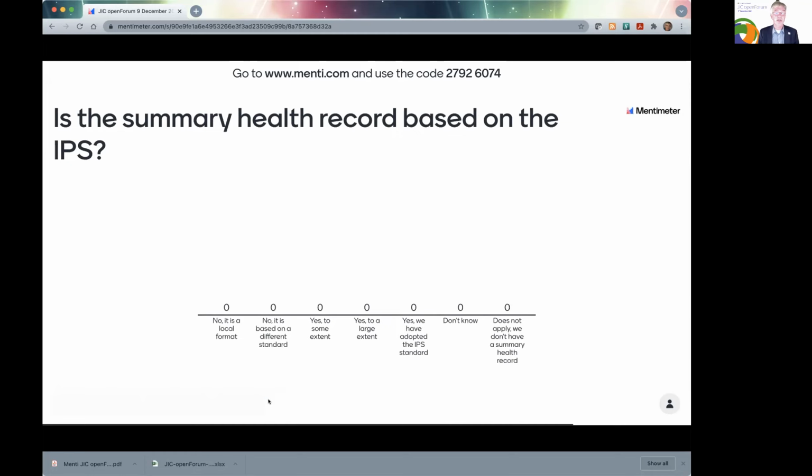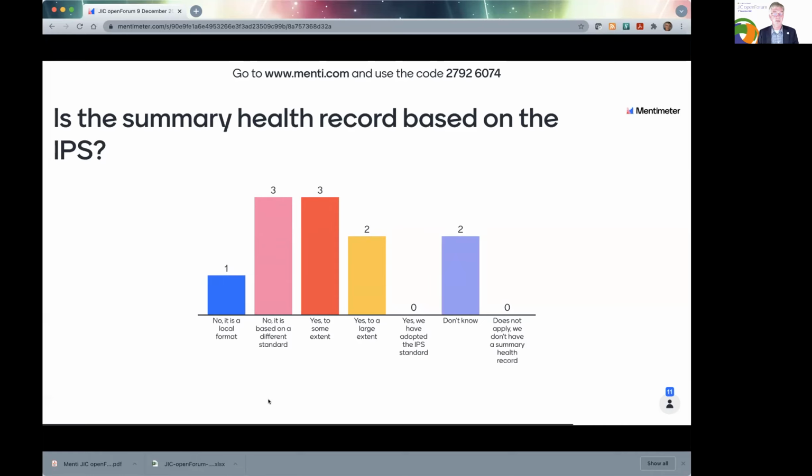And there's a whole range of answers. Of course, if you don't have a mandate for a summary health record, it doesn't apply, but it could be either a full IPS compliant standard, or it could be something very local. And then at least we can see where there's room for either support to migrate. This also links to one of the questions in the Q&A, and please be reminded that you can still use the Q&A for any questions or comments that you want to make.